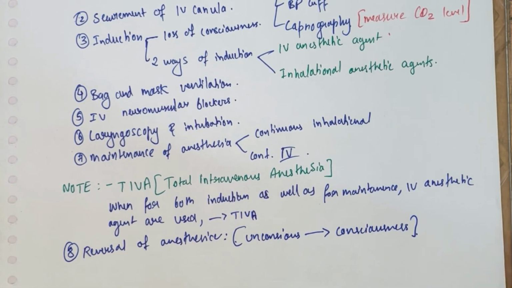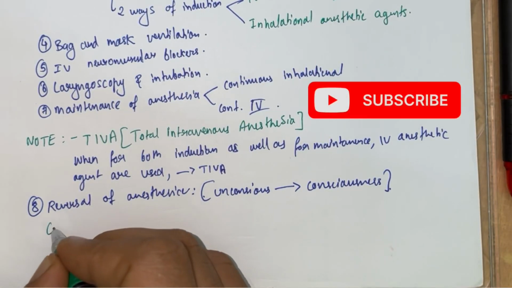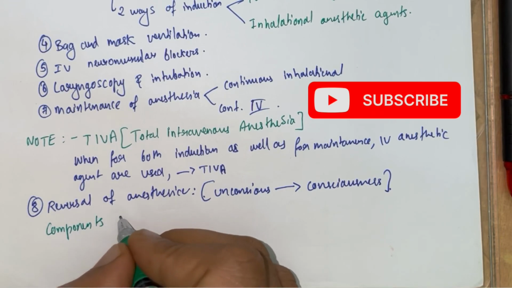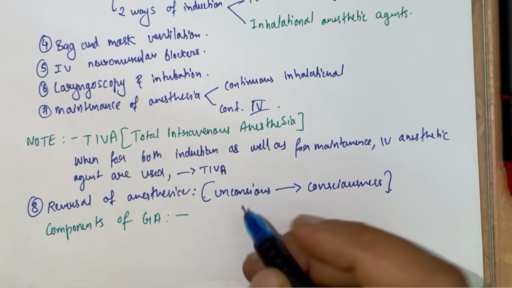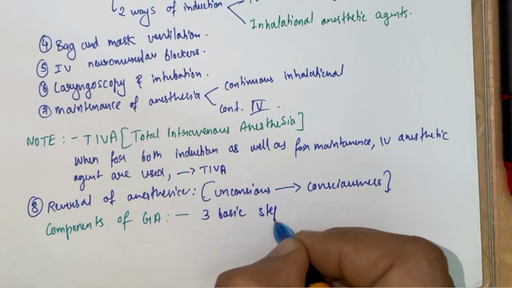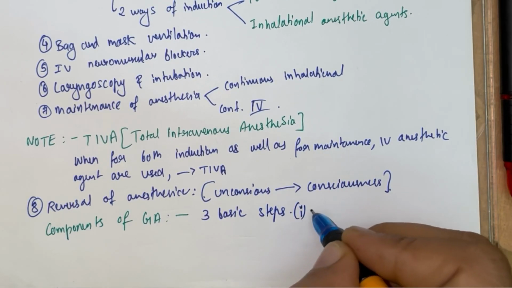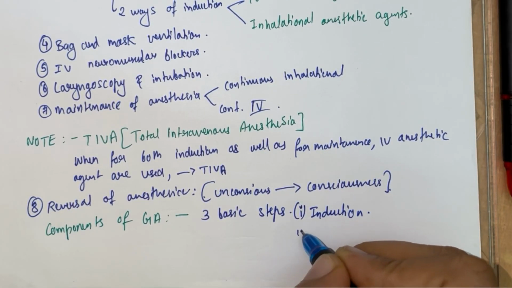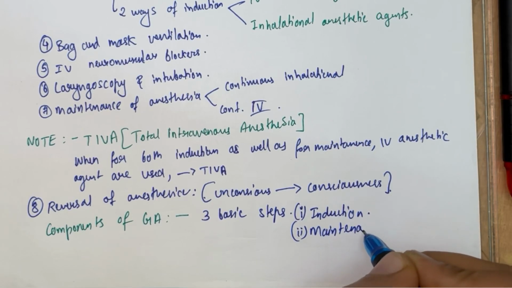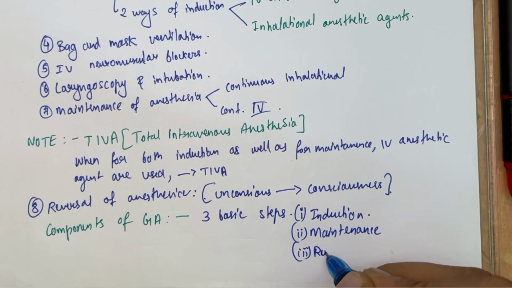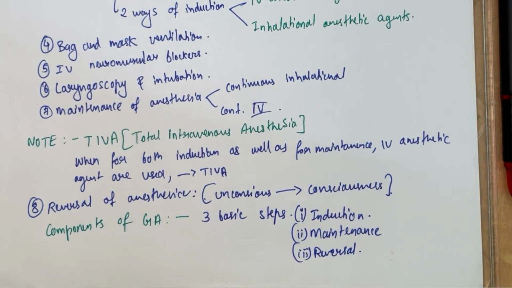So the steps of general anesthesia are divided into 3 basic phases. The first is the induction of general anesthesia. Second is the maintenance of the anesthesia, and third is the reversal of the effect of general anesthesia.